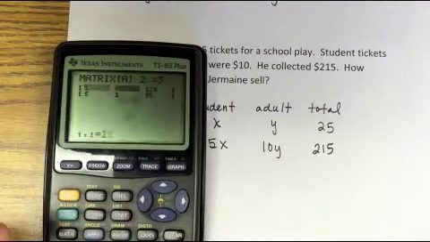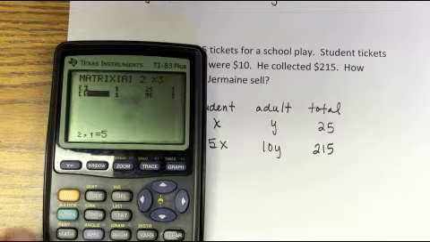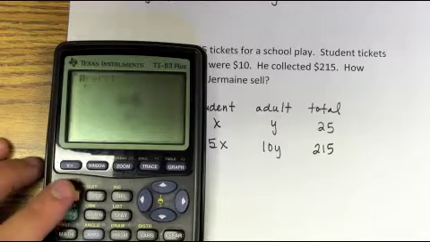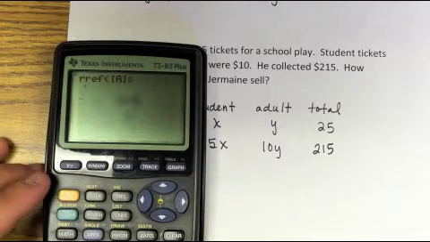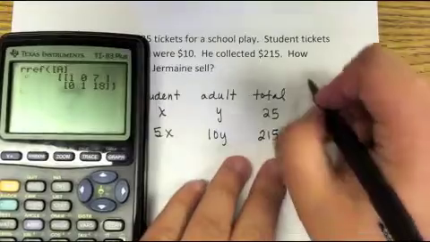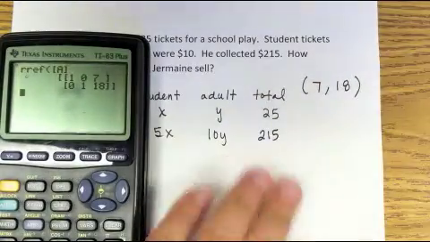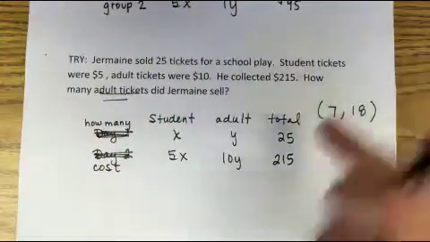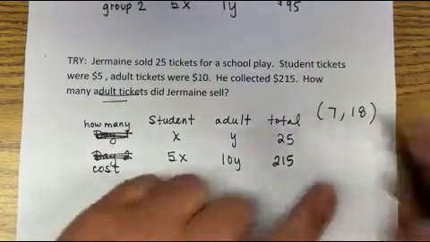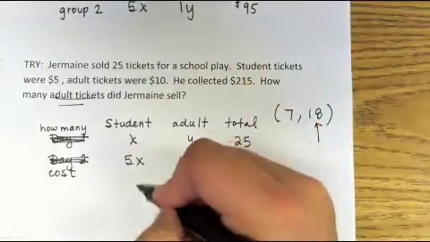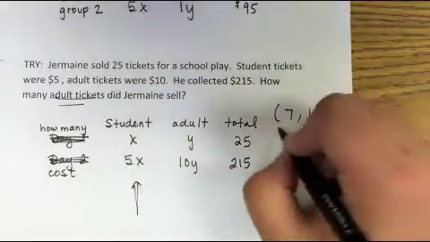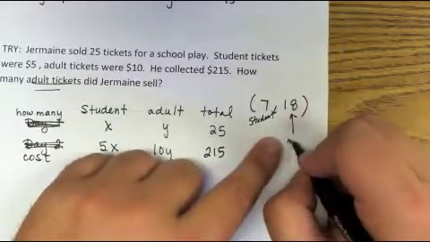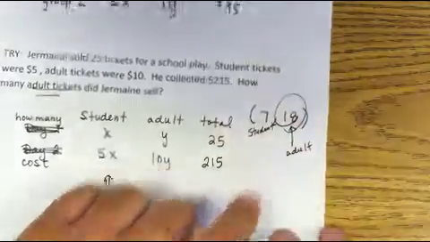So we get 1, 1, 25, 5, 10, 215. Okay. And so when you do RREF and hit enter, you get 7 and 18 as the answer. However, we want to know how many adult tickets he sold. So which one of these numbers represents adult? Right, 18. Because you see how you put student first? Well, if you put student first, then this has got to be student over here. And adult came second, so the second number is adult. So the answer is 18.